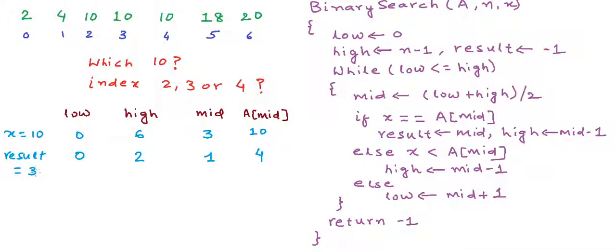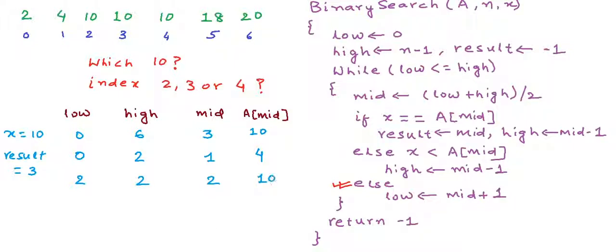Now for this case, low 0, high 2 and mid 1, we will go to the condition, this one, when x is greater than the middle element. So low becomes mid plus 1. So low becomes 2, high is already 2. Now mid would also be 2. A mid would be 10.